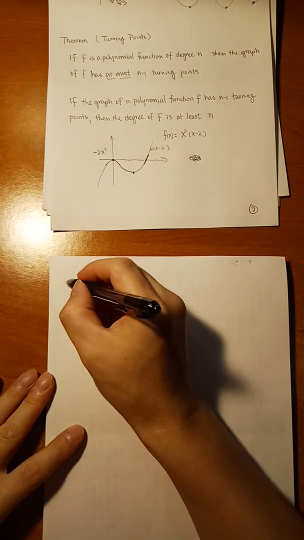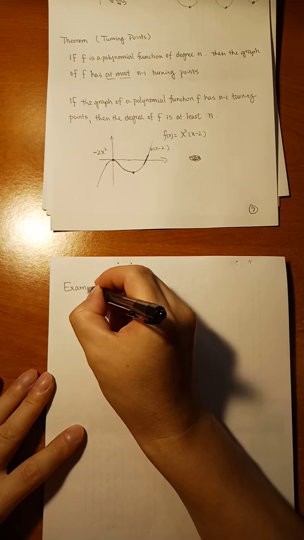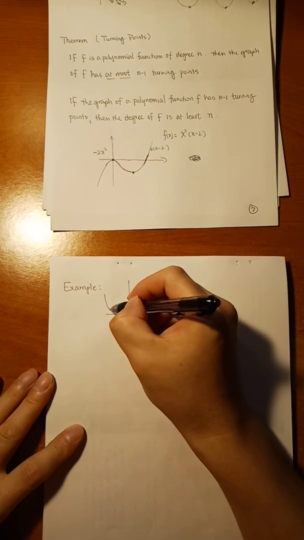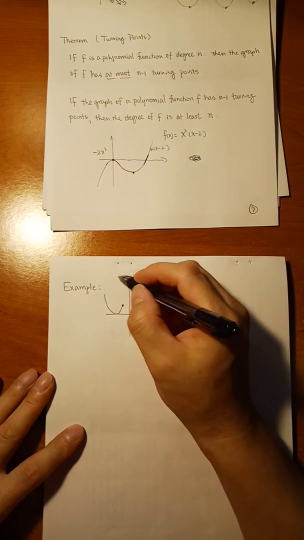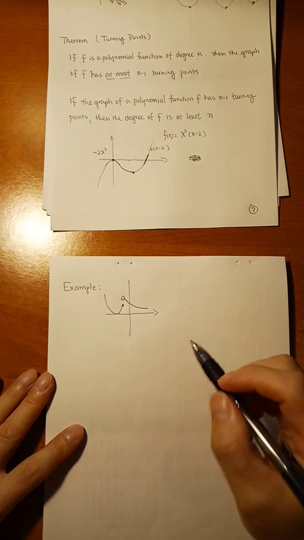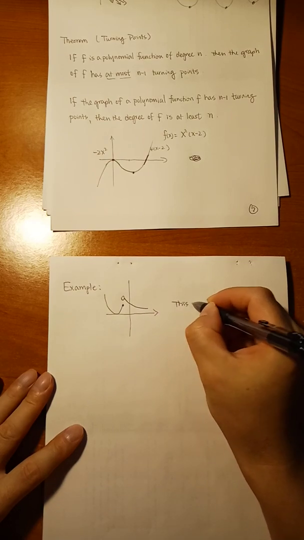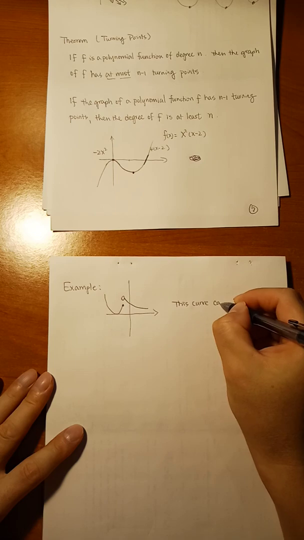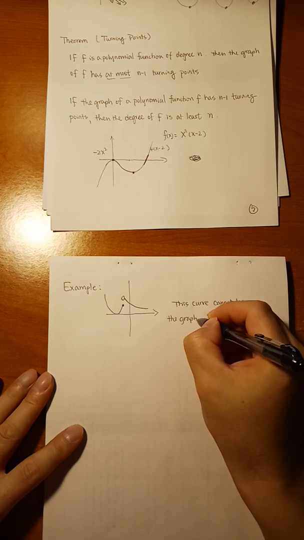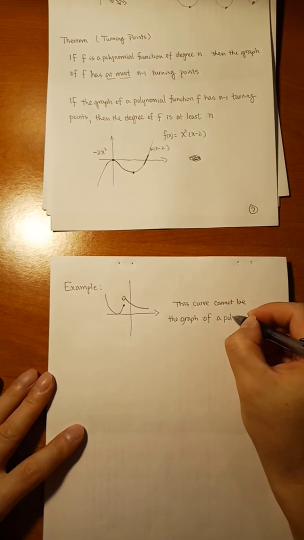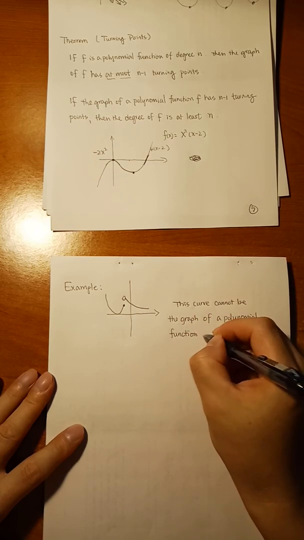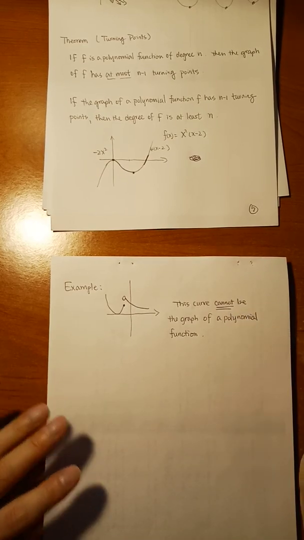Next, let's check. Assume we have several curves like this. Whatever, I just sketch it. This is solid, and this is a circle, and it goes this way. If you have a curve like this, then this curve cannot be the graph of a polynomial function. It cannot be the graph of any polynomial function.